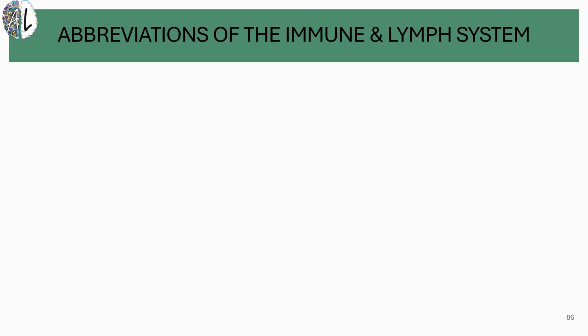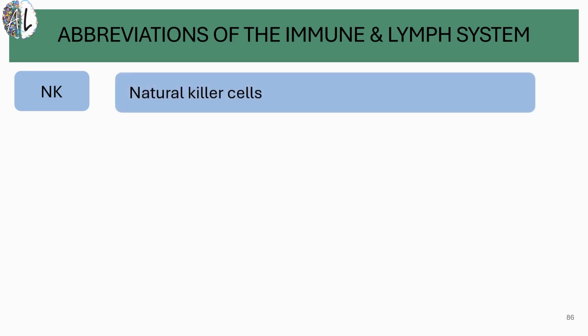Let's take a peek at a couple abbreviations that are particular to disorders or diseases inside the immune and lymph system. And first up, we have NK, which is going to be a type of cell that we find floating through. See if you can see what that stands for. Okay, NK stands for natural killer cells. They are a subtype of a white blood cell that helps us to fight off infections.